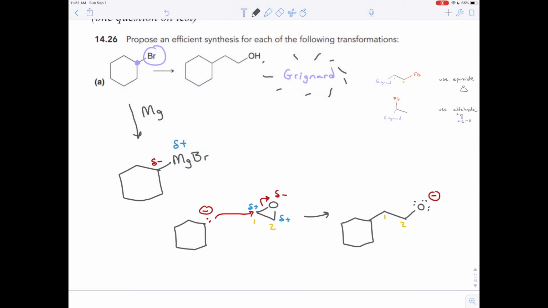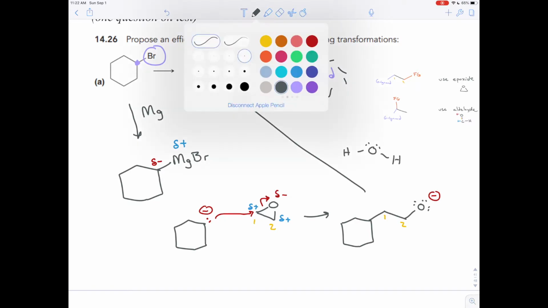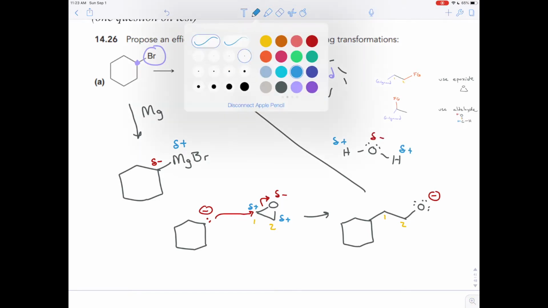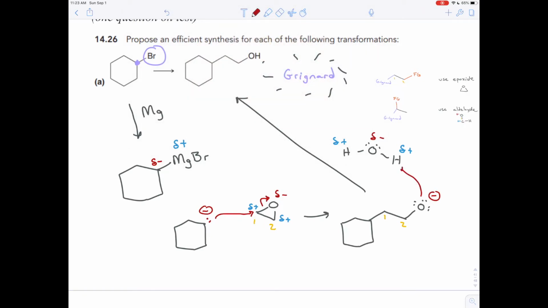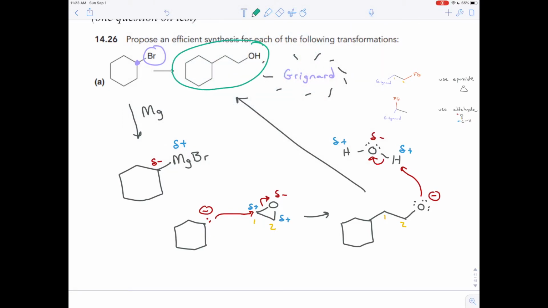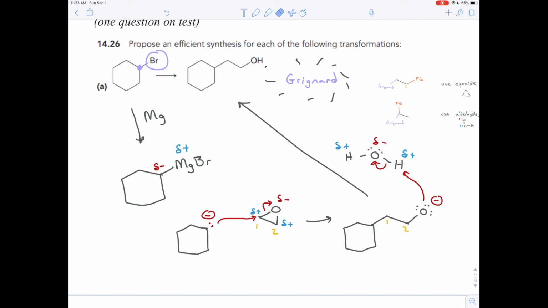And as we've seen in the last exercise, you can make that happen by adding water. Water has those vulnerable, slightly positive hydrogens, and so this oxygen here can just attack one of those, and you would get the OH on that. Okay, so that's the reasoning behind this.